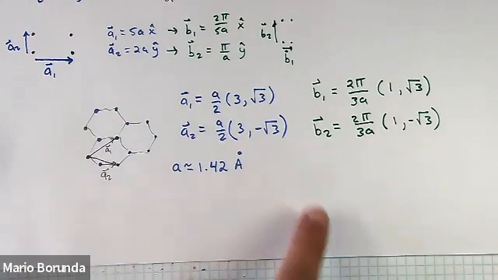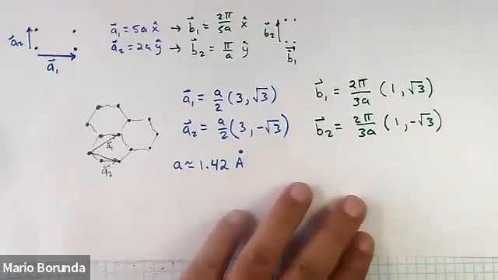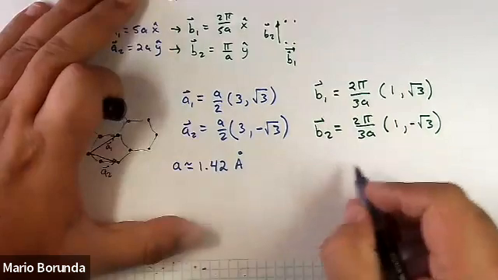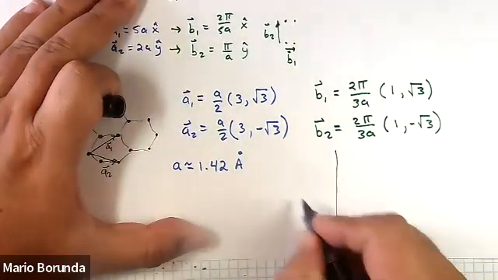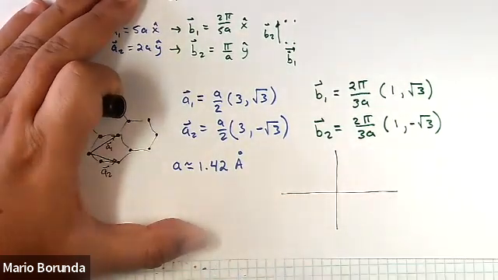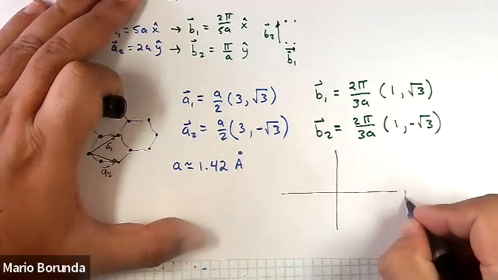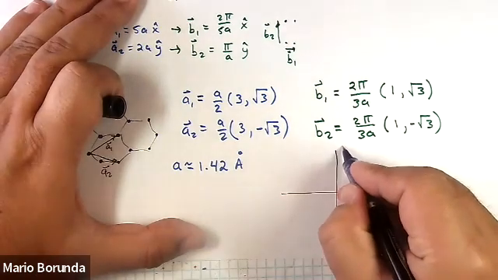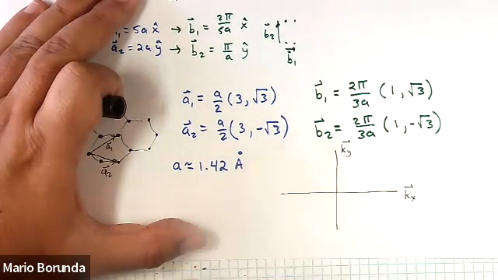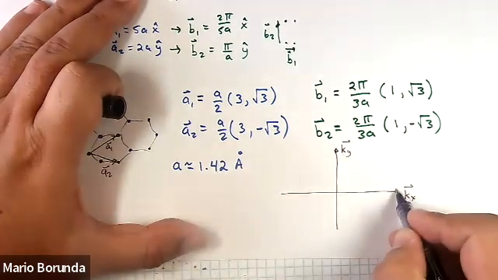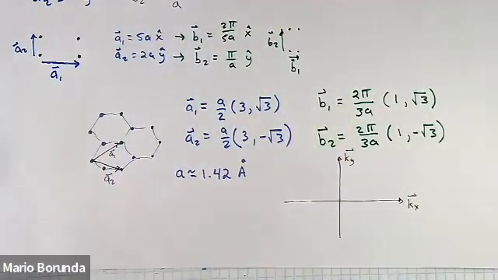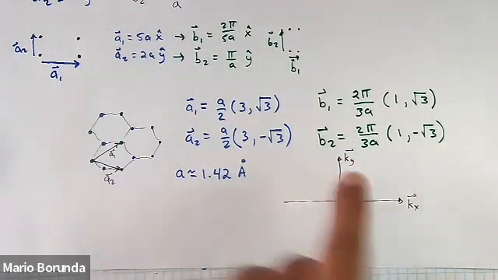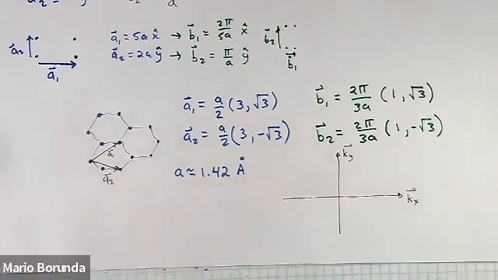So now that I have these vectors, I actually can draw. Remember, this is in reciprocal space, not in real space. So this is my kx axis, this is my wave vector axis, and this is the ky axis, like this. I have a point right here in the middle, right? That's my 0, 0 in reciprocal space.